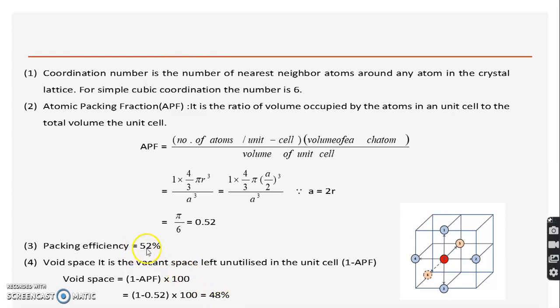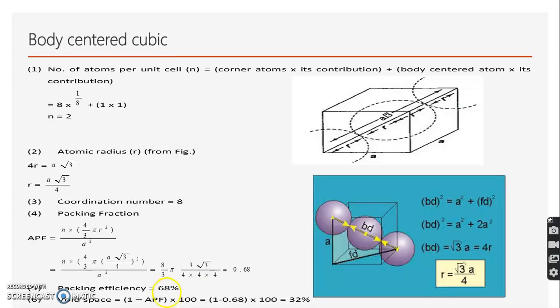That is, its occupancy is 52%, but its void is also quite large. That is 48%. Now we go to the next one, that is body centered cubic. Again, we will do the 4 parameters: N, R, APF, and the coordination number.